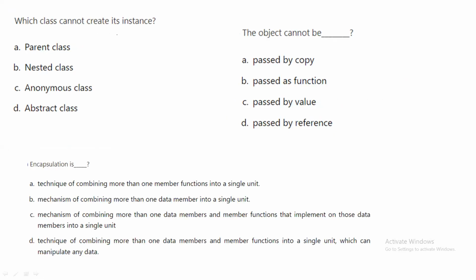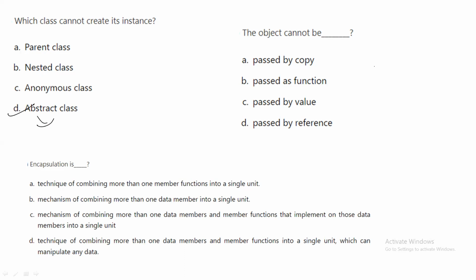Which class cannot create its instance? Abstract class. An abstract class cannot create its instance, right? And why? Because it will not have any constructor of its own. So if it does not have its own constructor, it cannot create its instance.